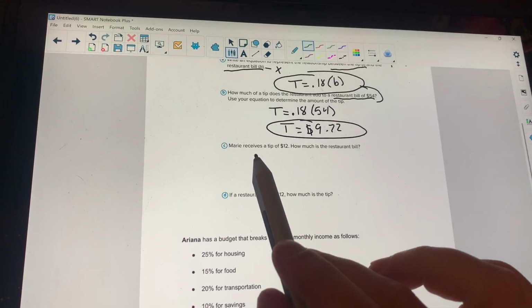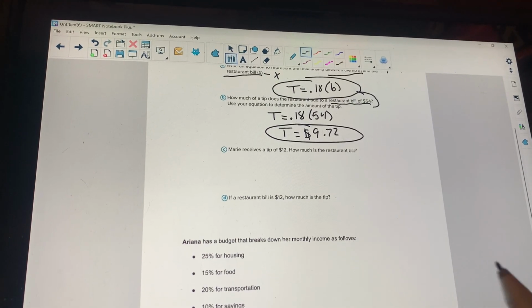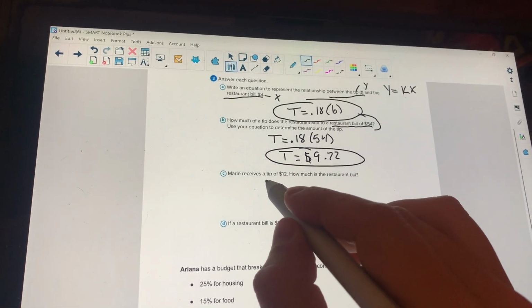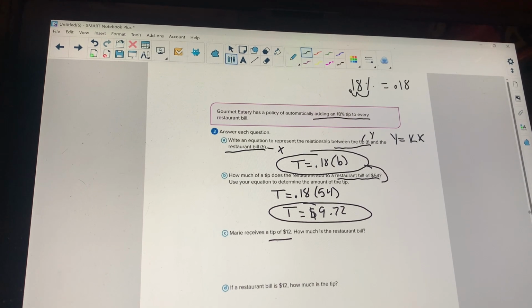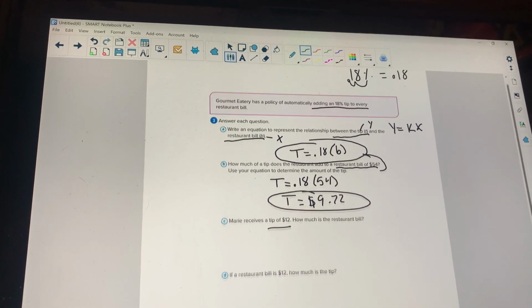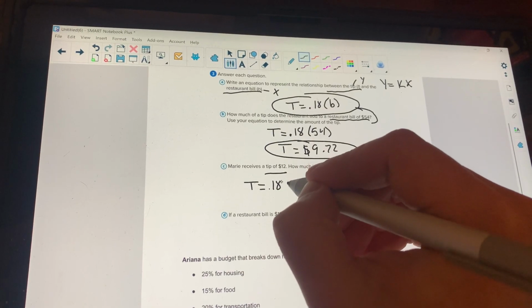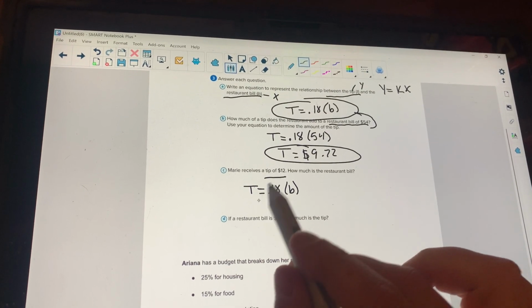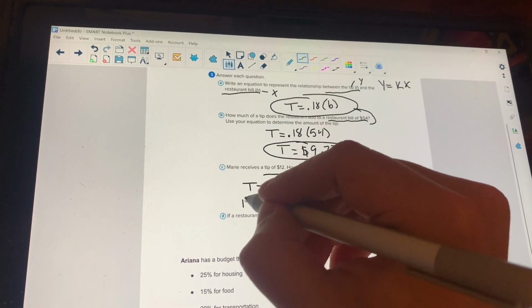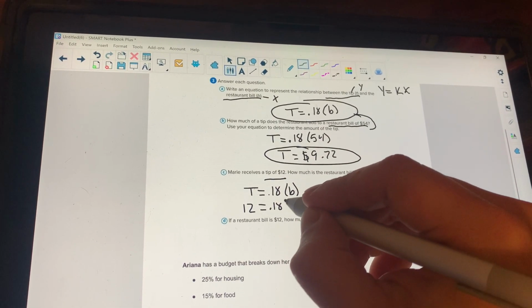The second part, it says Marie receives a tip of $12. How much is the restaurant bill? So this time we're dealing with tip. Again, our equation is T equals 0.18 times B. Now I just plug stuff in. Do I know the tip? Yeah, it says the tip is $12. So 12 equals 0.18 times B.